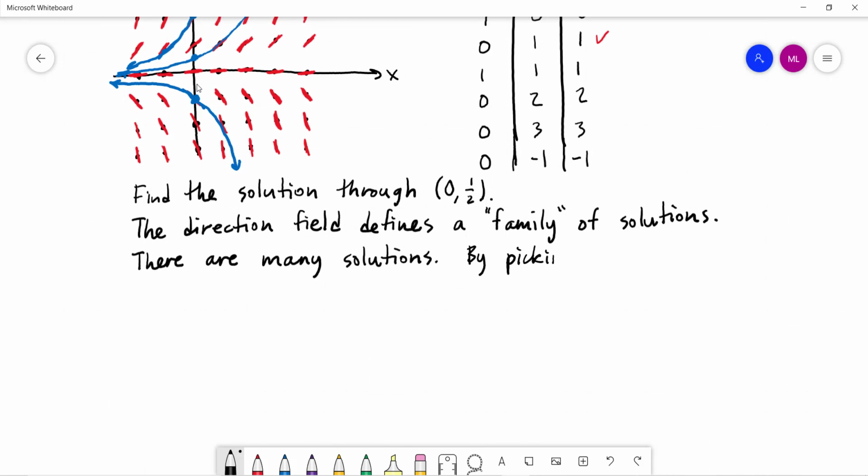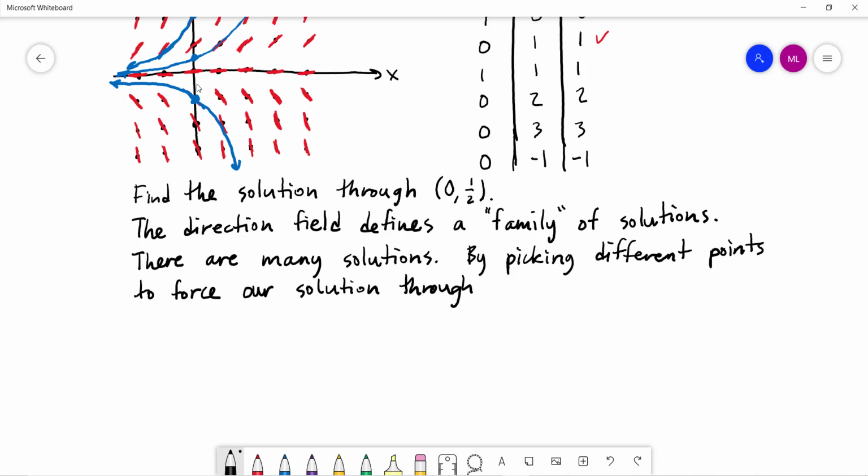So by picking different points to force our solution through, we get a bunch of different solution curves.